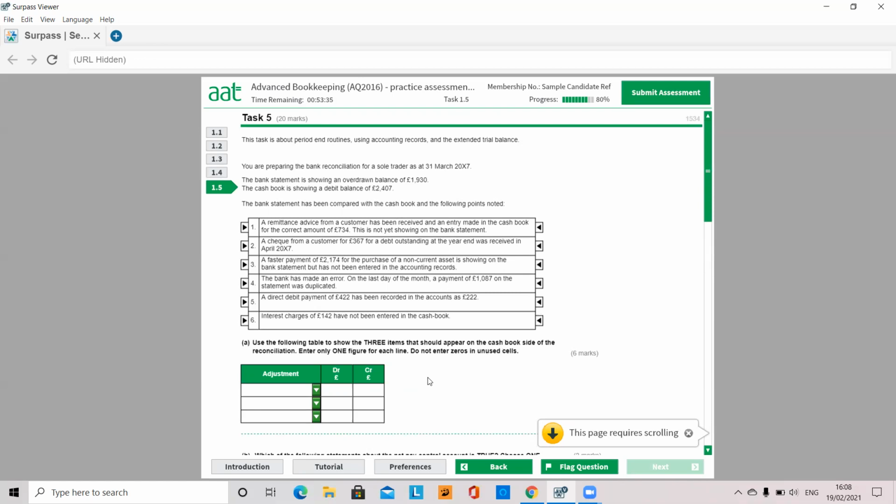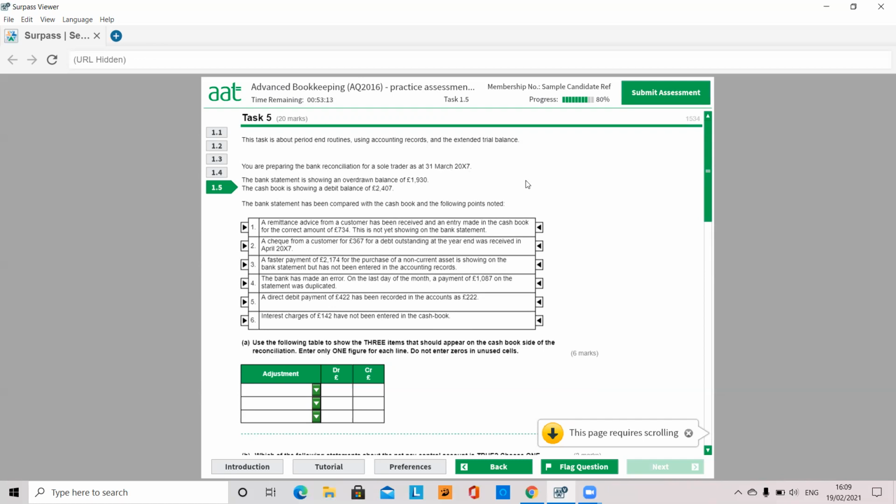Next one says a check from a customer for 367 for outstanding debts for year end was received in April 2007. So this is after our year end, and so therefore it's not relevant for this particular example.